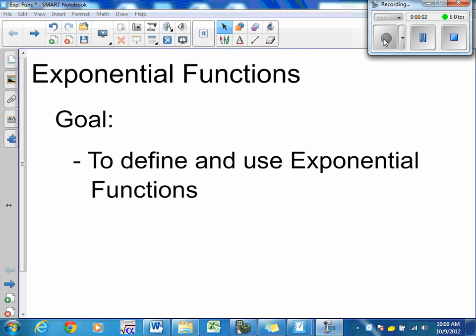Today we want to look at exponential functions. Our goal here is to define what an exponential function is, how we can use them, what they look like, and all the properties of them. As we go throughout this chapter, we'll look at more and more applications of exponential functions. For today, we're just defining what they are, what they look like, and what their properties are.